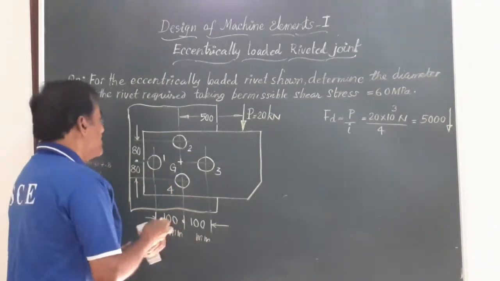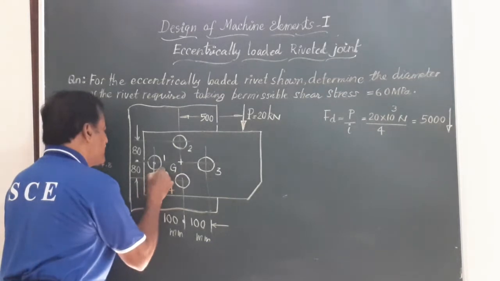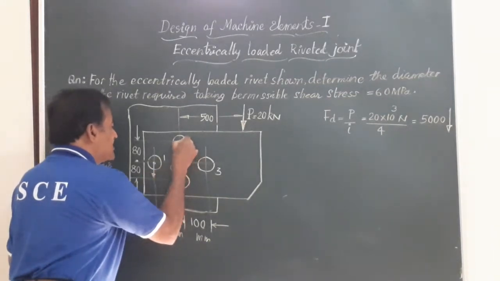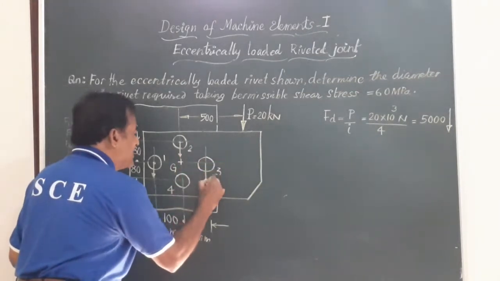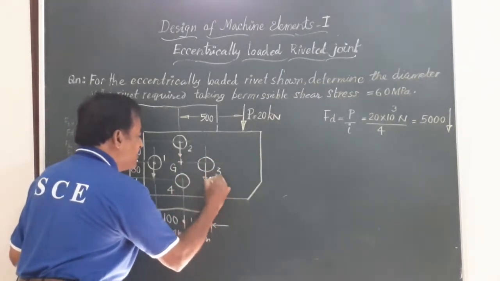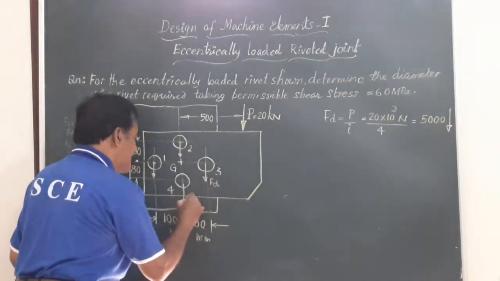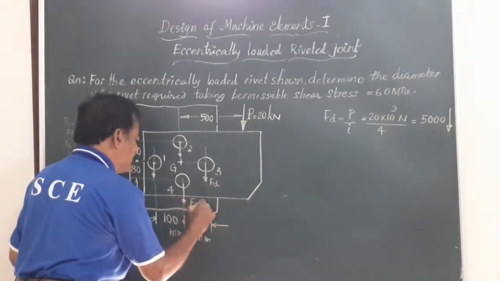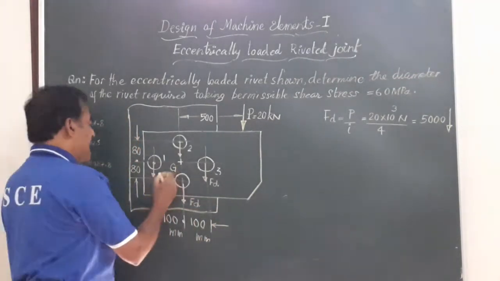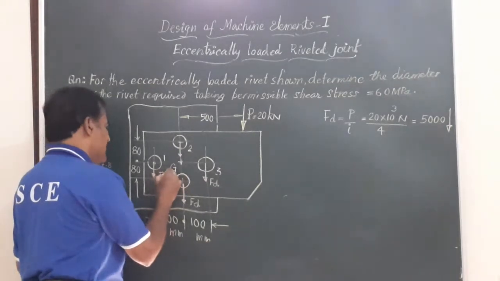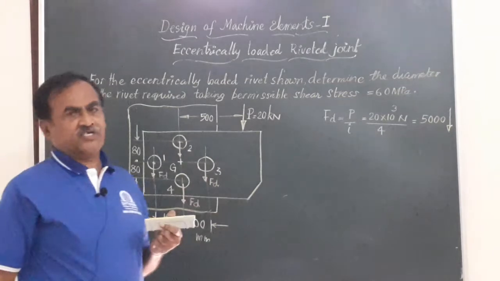So I can show this one by one. This F1 is acting here, F2 at the center of this, Fd again here, Fd. The magnitude of each of these loads is equal to 5000. This again Fd. So this direct load, which is the shear load, acts at the center of each rivet parallel to the applied load P and in the direction of it.